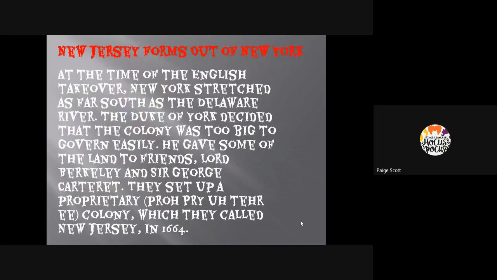New Jersey forms out of New York. At the time of the English takeover, New York stretched as far south as the Delaware River. The Duke of York decided that the colony was too big to govern easily. He gave some of the land to friends, Lord Berkeley and Sir George Carteret. They set up a proprietary colony, which they called New Jersey, in 1664.